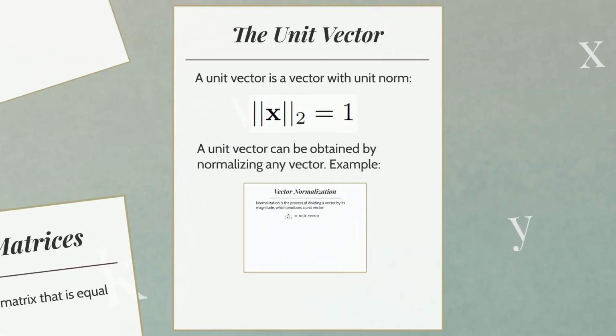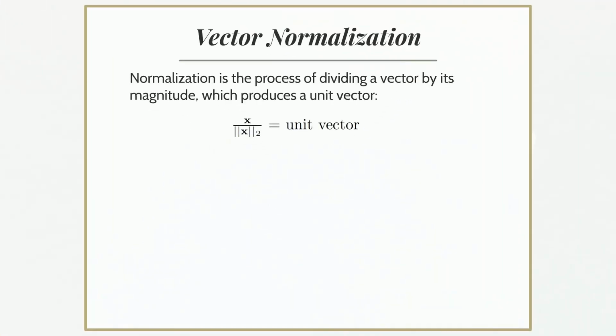All right, let's move on to the unit vector. A unit vector is a vector with the unit norm equal to 1. So we talked about norms in the last lecture. Here we're using the L2 norm or the Euclidean norm. And whenever this Euclidean norm is equal to 1, we have a unit vector. So these unit vectors can be obtained by normalizing any vector. So let's talk a little bit about that process.